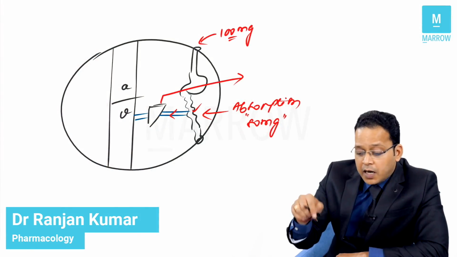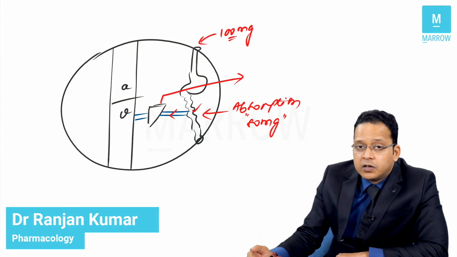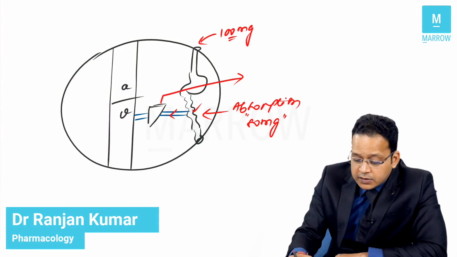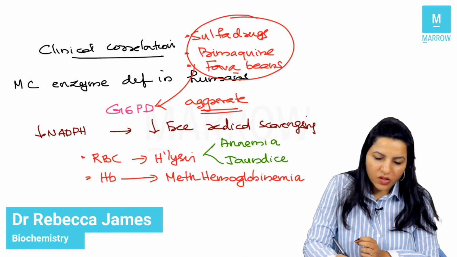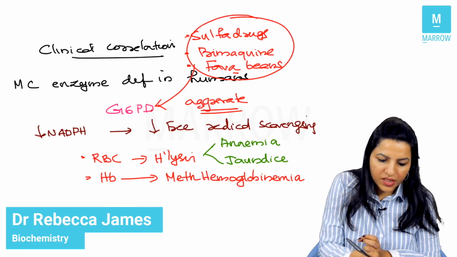Now, this metabolism which happens with the drug, when it passes through the liver for the very first time, is called first pass metabolism. And this consumption of fava beans causing G6PD deficiency is called favism.